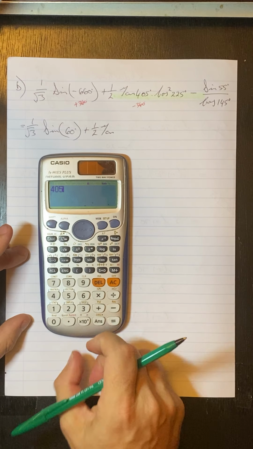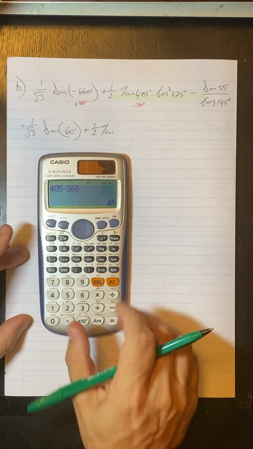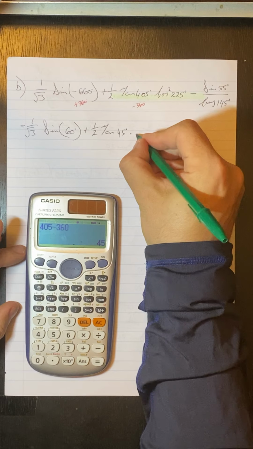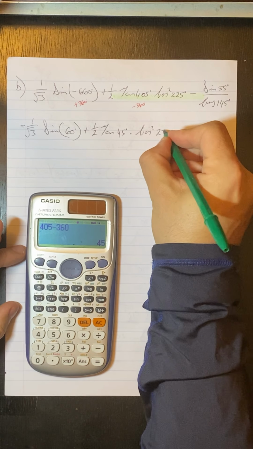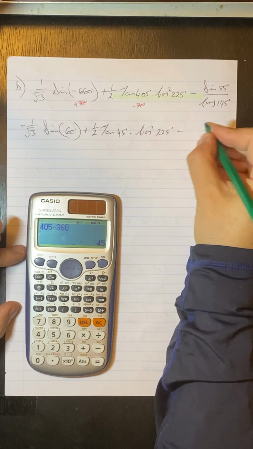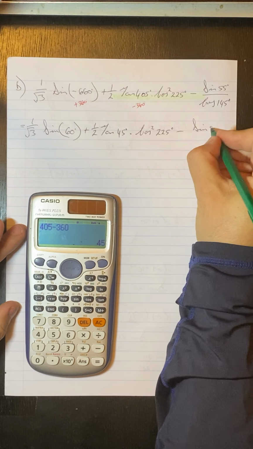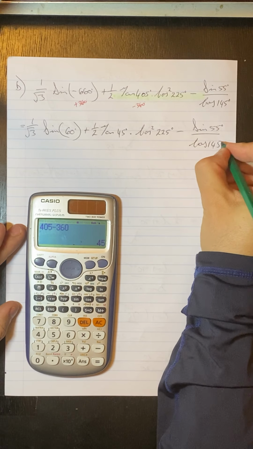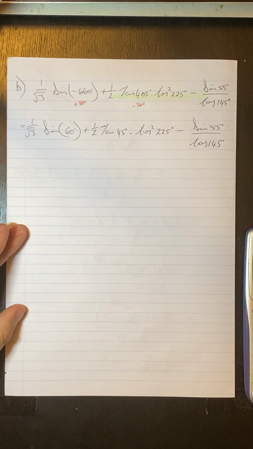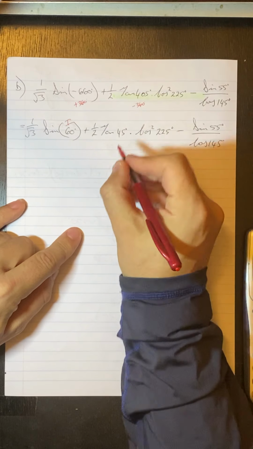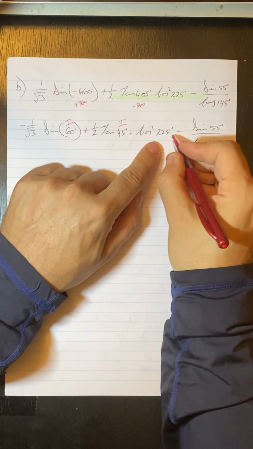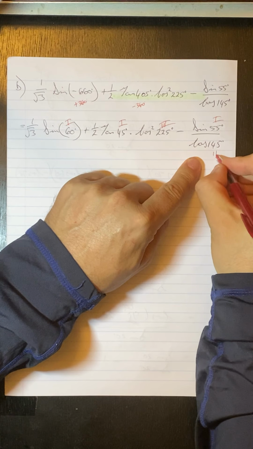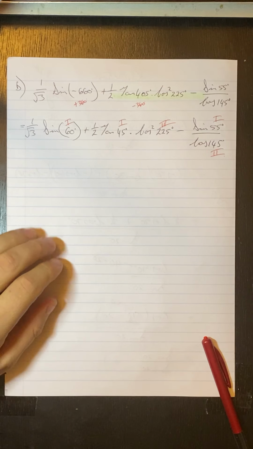So 405 minus 360, and we get 45. Times cos squared 225 minus sine 55 over cos 145. All right, cool. So now I can list my quadrants. So first quadrant, this will be in the third quadrant, first quadrant, second quadrant. Okay, let me just draw up our CAST diagram.